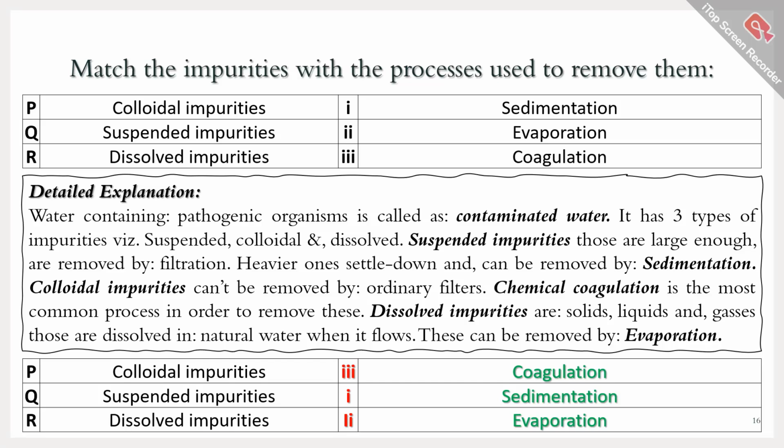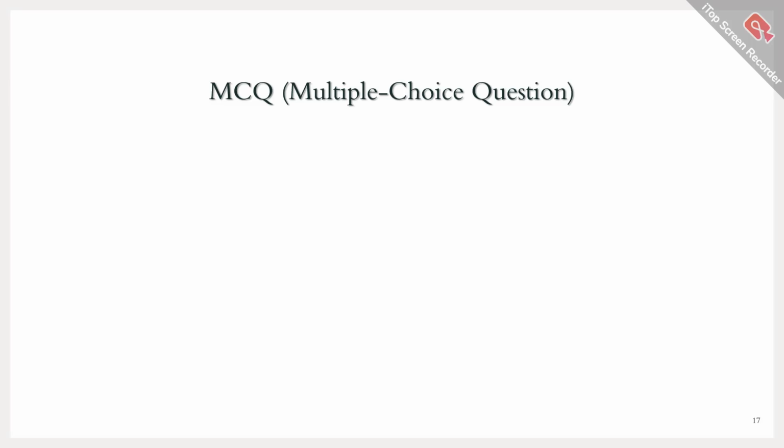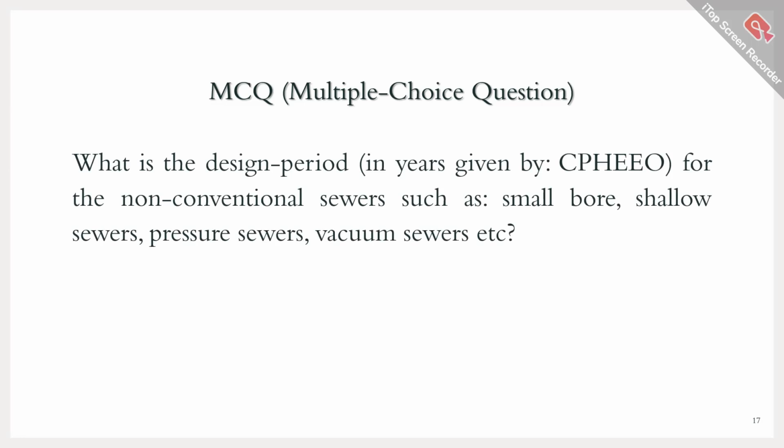Okay. So now we will proceed with our next question, that is an MCQ. What is the design period in years given by CPHEEO for the non-conventional sewers such as small bore sewers, shallow sewers, pressure sewers, vacuum sewers, etc.? The options are: option A is 5, option B is 10, option C is 15, option D is 20. What is the design period in years for the non-conventional sewers such as small bore, shallow sewers, pressure sewers, and vacuum sewers?